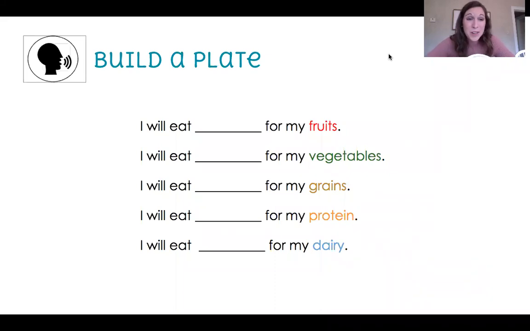Okay, I hope that you filled your plate with a lot of healthy and delicious foods. Now you are going to be practicing speaking about your plate. Use the sentence frames just like I did and tell me all about your plate. I'm going to pause the video to listen to you. You can pause the video to speak.